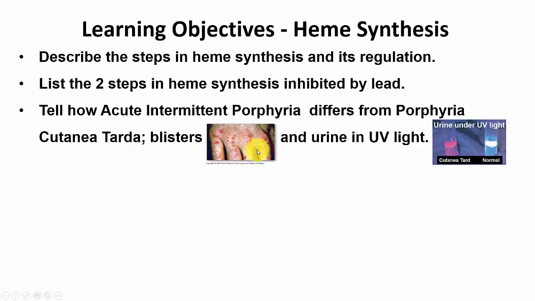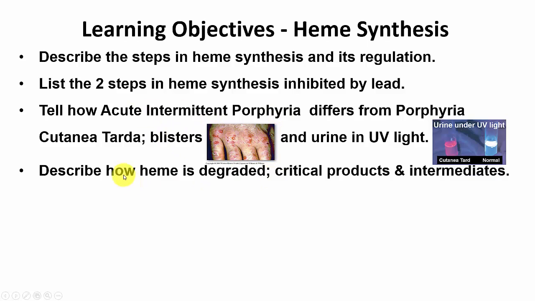Here are blisters from cutanea tarda, and here are the UV light images from cutanea tarda. The urine samples, here's normal and here's red. It glows red under UV light, and these people have a lot of spots on their skin, where the intermittent form does not have that problem.